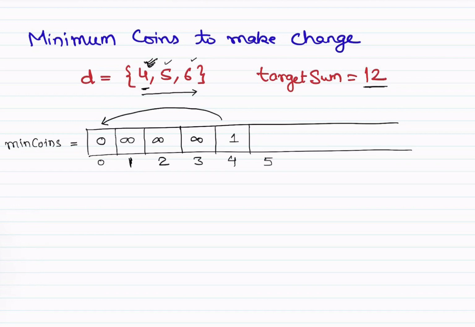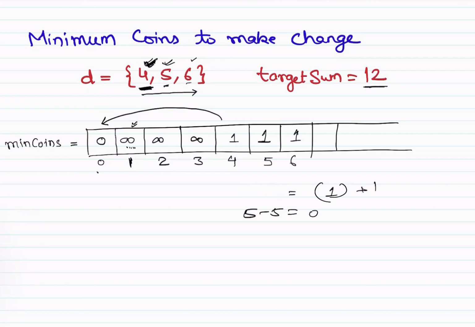Same way, if you want to make change of 5 rupees, if you choose a 4 rupee coin, then you need to go back to make change for the remaining 1 rupee, but 1 is infinite. So that is one possibility for 5. You need to make change for 1 rupee and add 1 to it. That is how we will look at it. But for 5, if you choose 5, you'll be left with 0, and the answer for 0 is 0. So we can fill over here 1. Same way for 6. If you choose 4, you cannot make the change. If you choose 5, you cannot make the change. If you choose 6, you can make the change and you need only 1 coin.